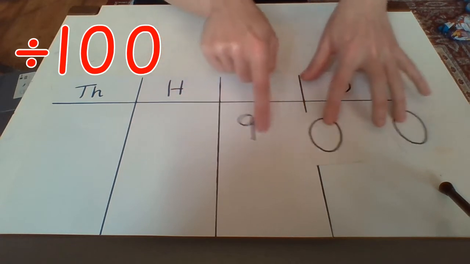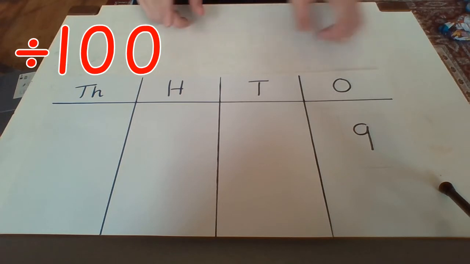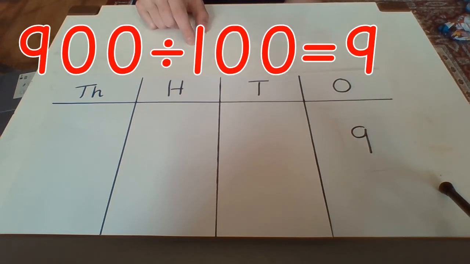So this number is going to go 1, 2, and these 2 zeros have fallen off the chart, and I'm left with just a 9. So 900 divided by 100 is 9.